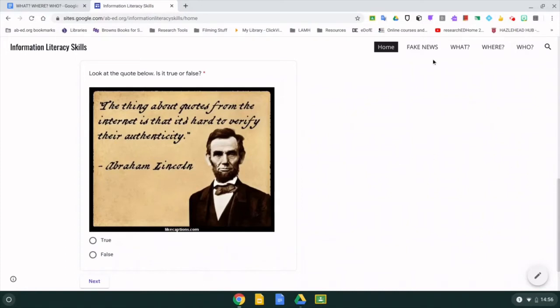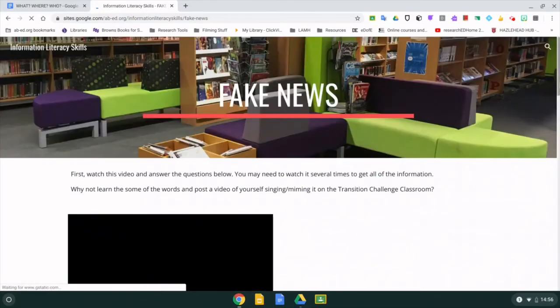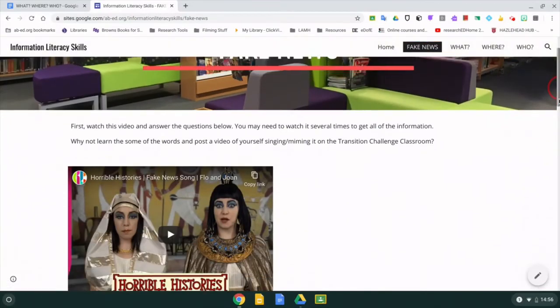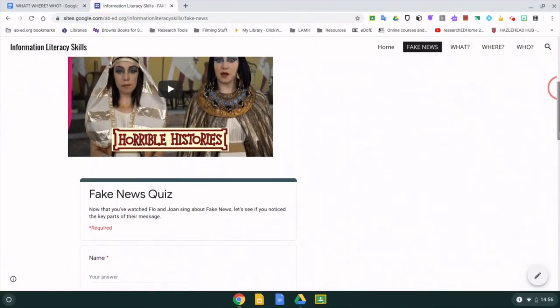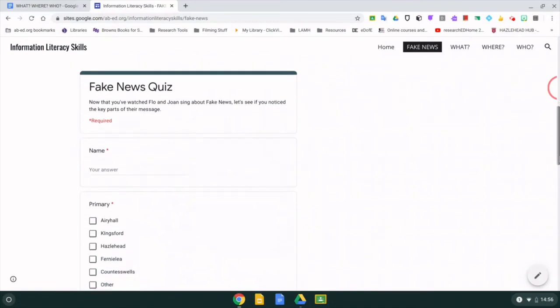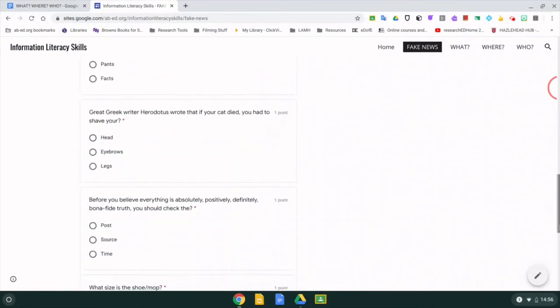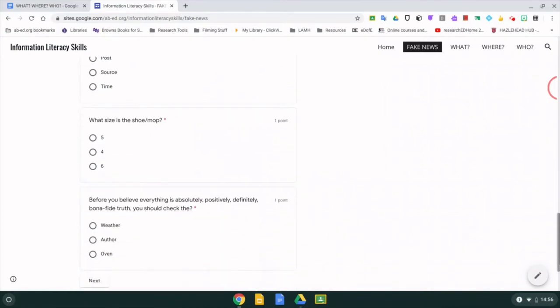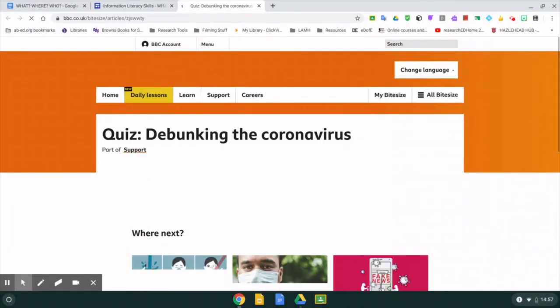Once they've completed that, they would go on to the next page, which is all about fake news. In here, I have included a YouTube video of the Horrible Histories fake news song. And I have also put underneath that another Google form with questions to answer. It's a quiz about that video. Here I have linked to a BBC bite-size quiz on fake news around the coronavirus.